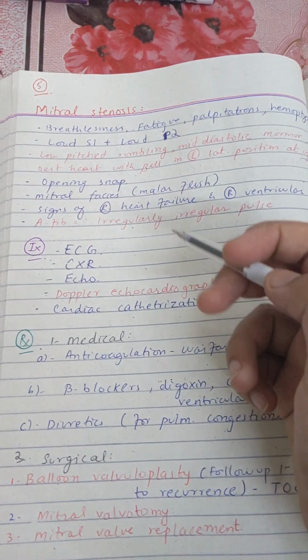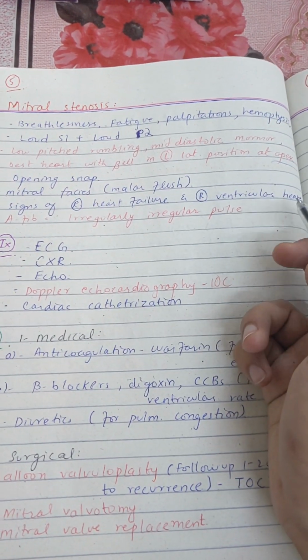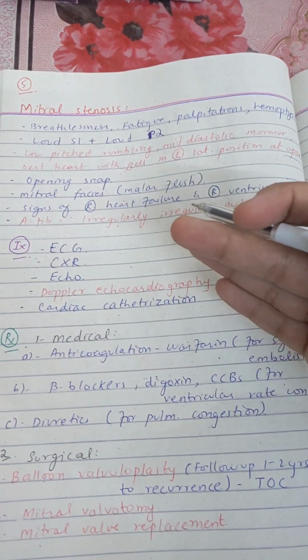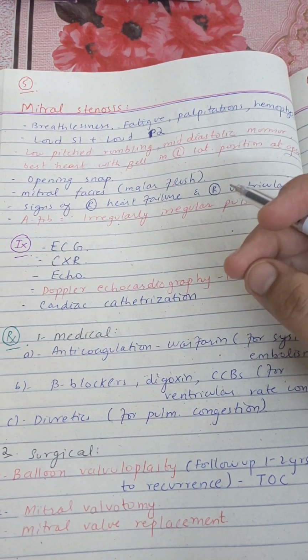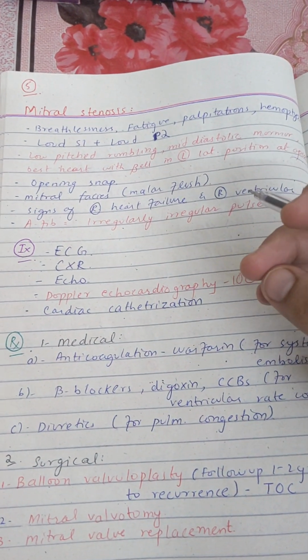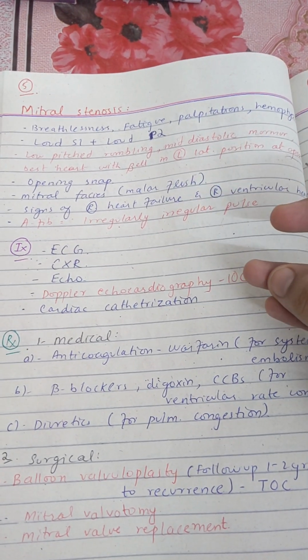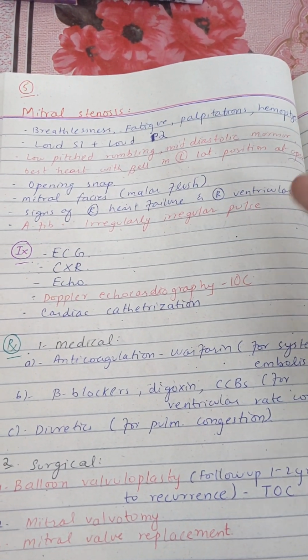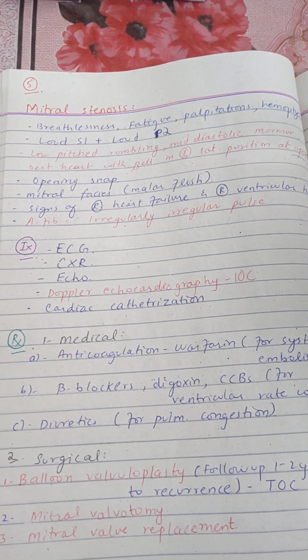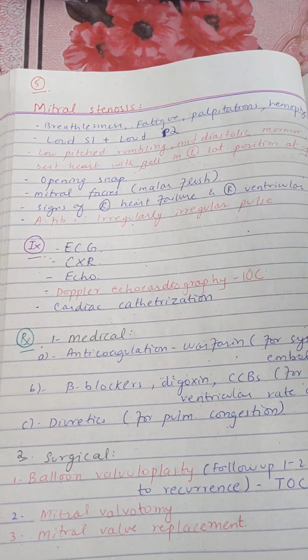And also there will be signs of right heart failure and right ventricular heave, and the apex beat will have a particular tapping character in case of mitral stenosis. So tapping character of apex beat, right ventricular heave and signs of right ventricular failure will be seen in the child with mitral stenosis.